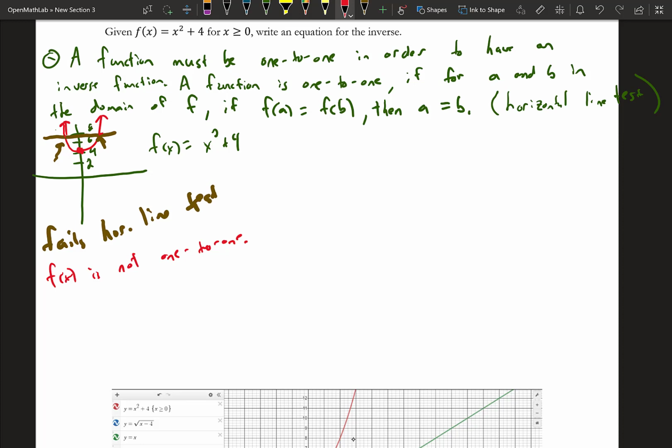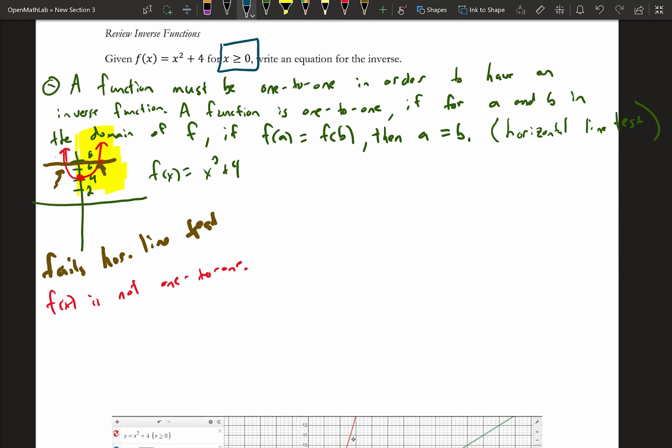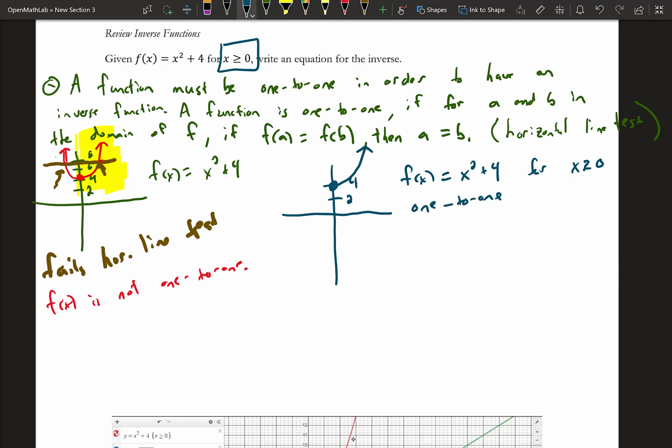So then what we can do is restrict the domain. Let's just take this half that I'm highlighting in yellow, which is what we were doing. We're saying that x has to be greater than or equal to 0. So I'm restricting the domain of the function, not letting it be all real numbers. Then the graph we would have is just the right part of the parabola, like half a u. So this would be f of x equals x squared plus 4 for x greater than or equal to 0, and this now is one-to-one. We've made the function one-to-one by cutting out that left part.